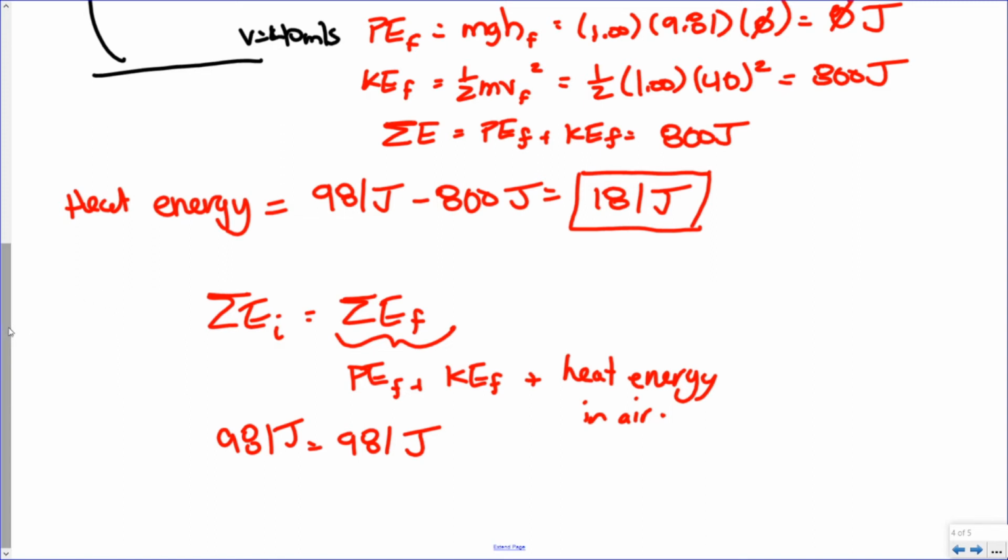There was no additional heat in the air. Afterwards, there was no potential energy because it's on the ground. There was a lot of kinetic energy, and there was also some energy in the air. So using that law of conservation of energy, we can solve these types of problems and see where that energy is actually going.